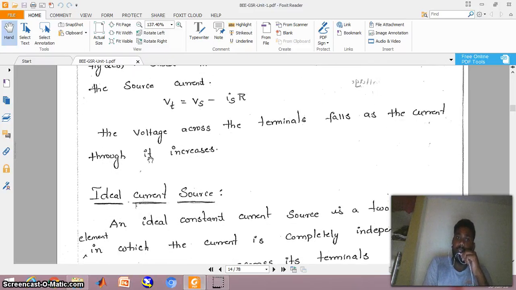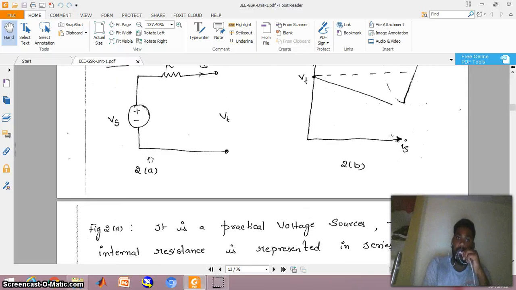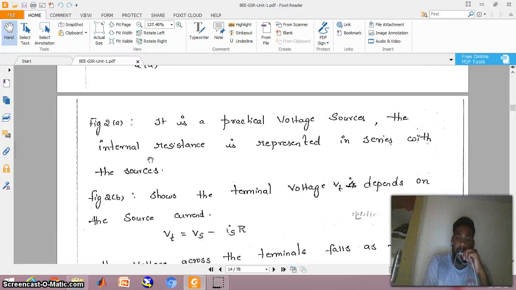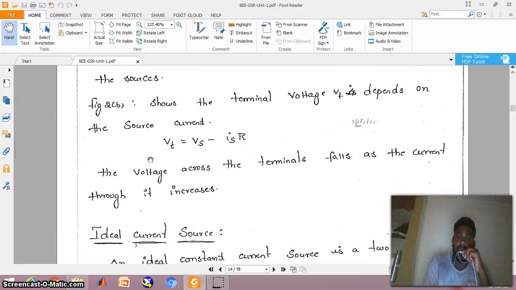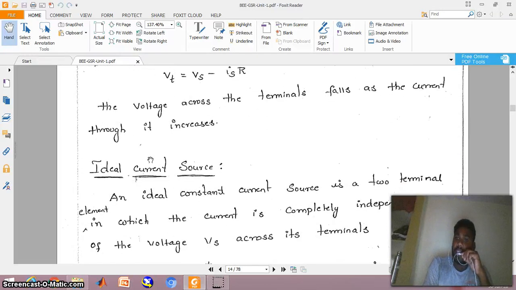Apply KVL in this loop in figure A. So we get the equation Vt is equal to Vs minus Is into R. The voltage across the terminal falls as the current through it increases. So as current increases, terminal voltage falls down.